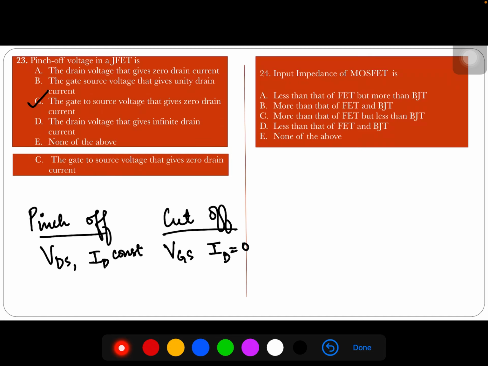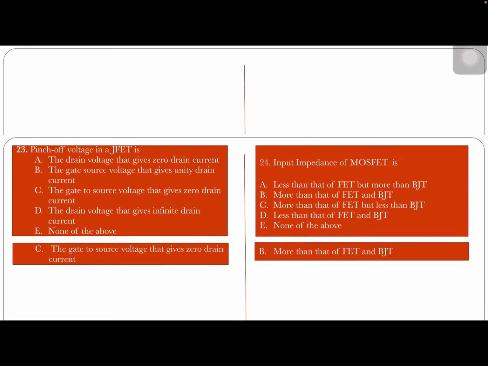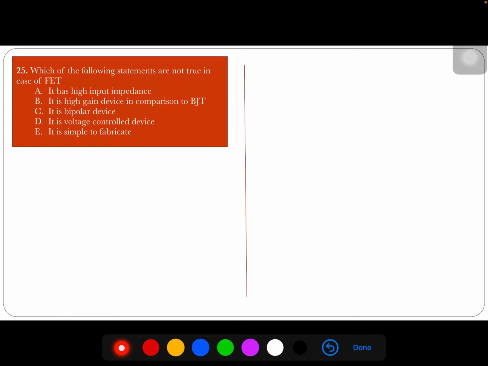Okay. Next question. As far as the input impedance of MOSFET is concerned, always remember that the input impedance of MOSFET is greater than BJT and JFET. After it comes JFET, and the last one is BJT. So BJT has minimum input impedance. A better option is JFET as far as input impedance is concerned, and an even better option is MOSFET. So MOSFET has more input impedance than BJT and FET. Correct option is B.